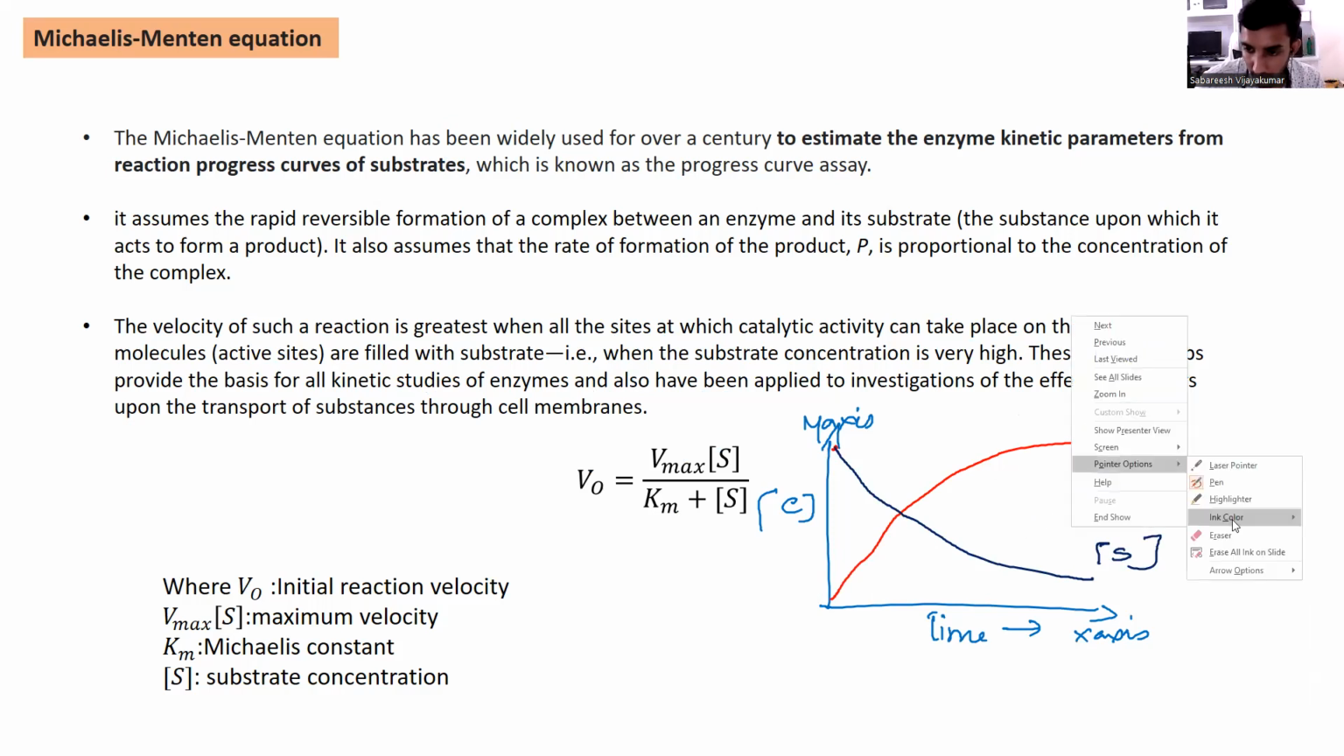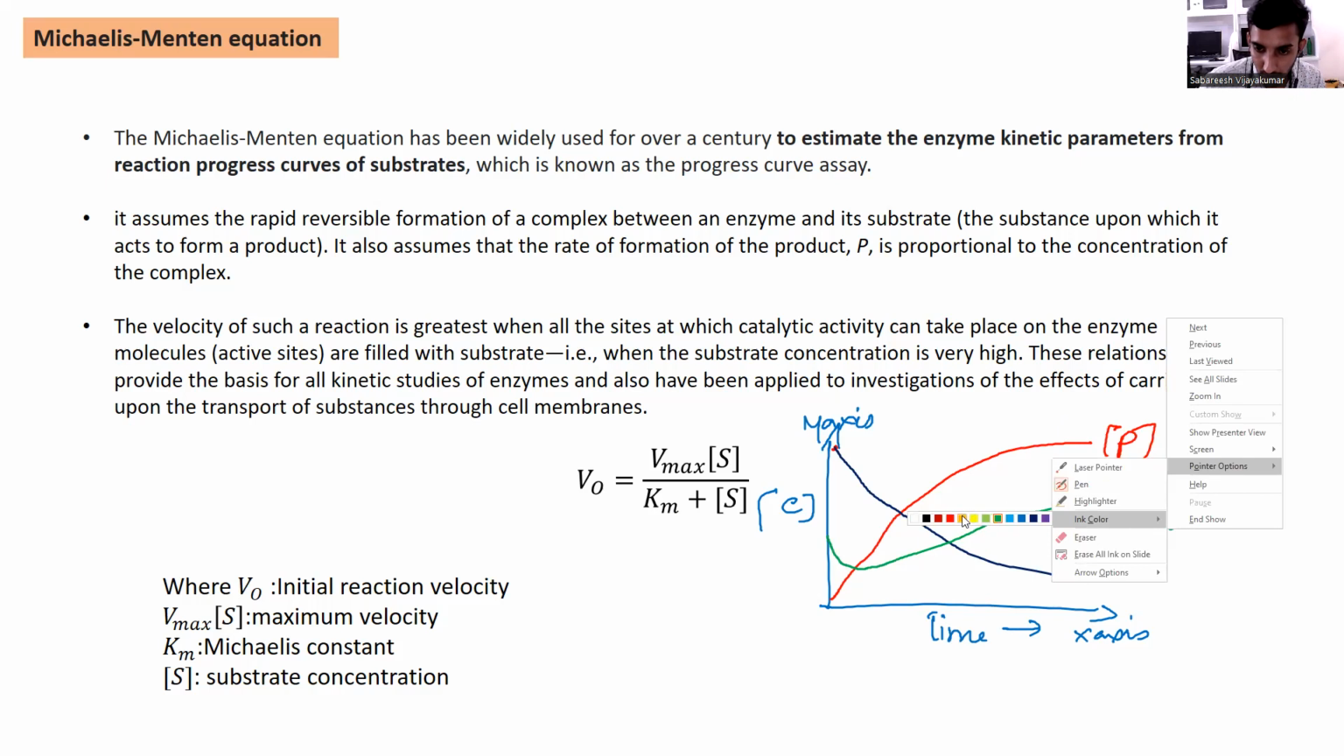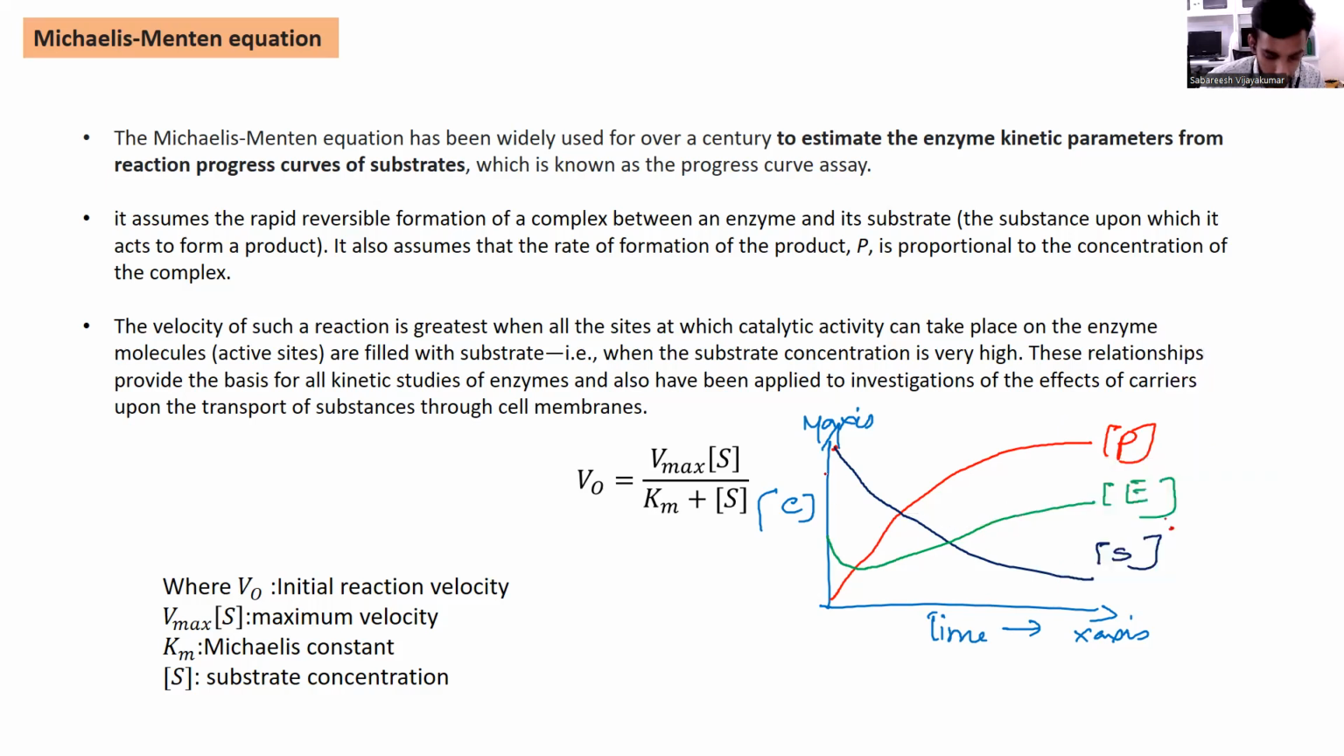Next comes the enzyme concentration. Then comes the enzyme substrate complex. So the enzyme will combine with the substrate to form a third substance. If you are looking at it, it will start from zero, and finally this will be the enzyme substrate complex that will be getting formed.